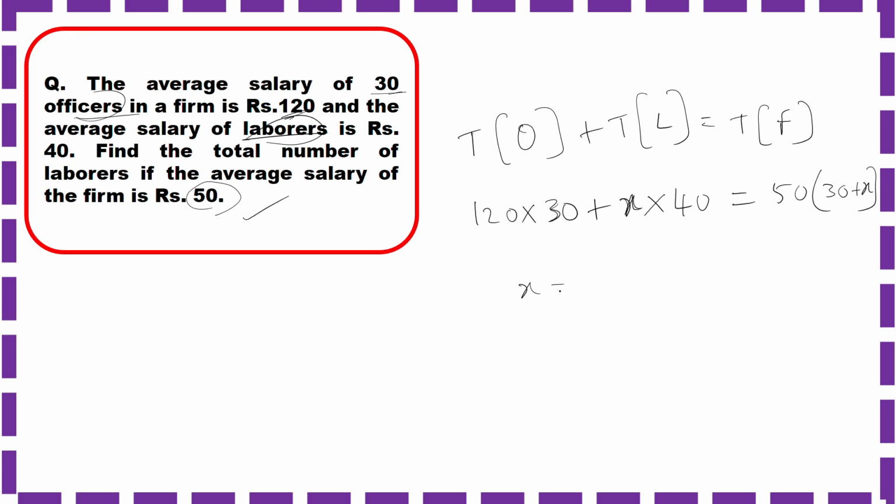You will get x as 210. So what is this 210? 210 are the total laborers, the total number of laborers in that firm.